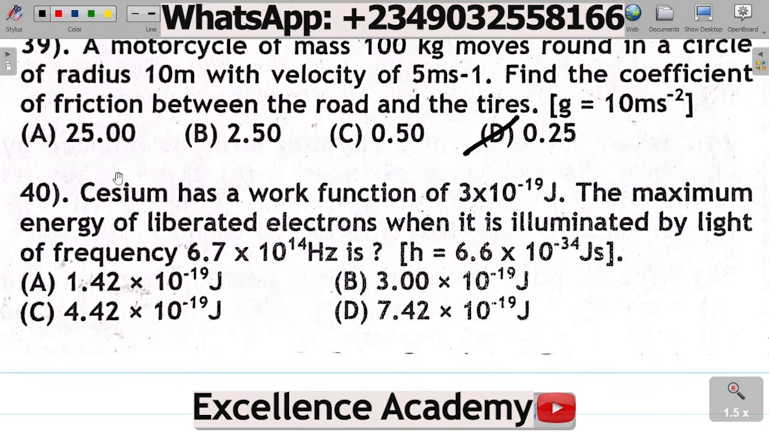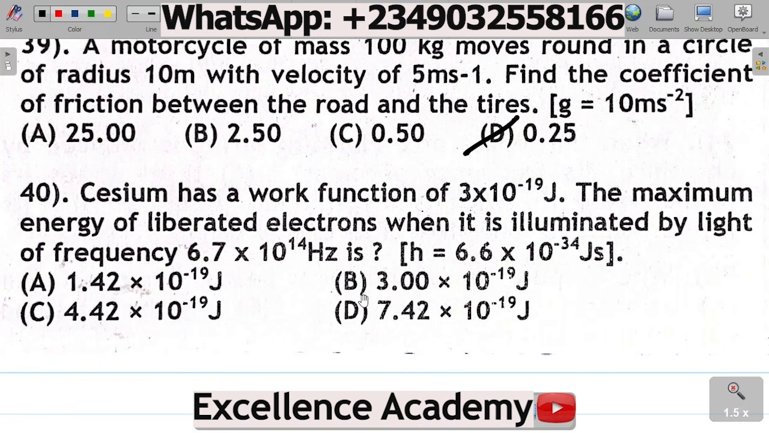All right, finally, question 40. Question 40 says, cesium has a work function of 3 times 10 to the power minus 19 joules. The maximum energy of liberated electrons when it is illuminated by light of frequency 6.7 times 10 to the power 14 hertz is, you're told to take Planck's constant H as 6.6 times 10 to the power minus 34 joule seconds. You have option A, option B, option C, and option D. So how do we solve this particular question?